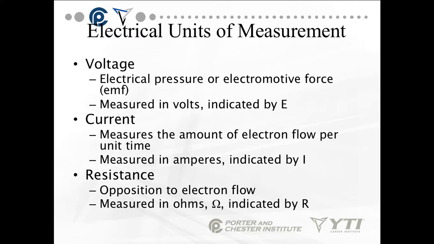Then we have current. Current measures the amount of electron flow per unit of time. It's the speed of the current flow. It's how fast the electrons are moving. It's measured in amps, and it's usually indicated by an I in Ohm's law. Resistance is the opposition to electron flow. Every load has resistance. As it uses electricity, it provides the resistance and controls the flow of current. It's measured in ohms, and in Ohm's law, it's indicated by R.